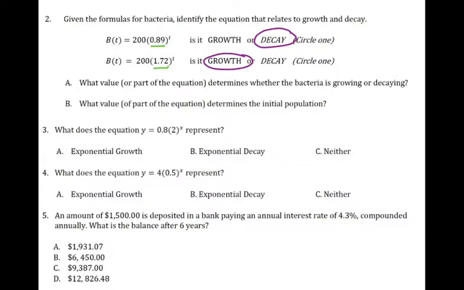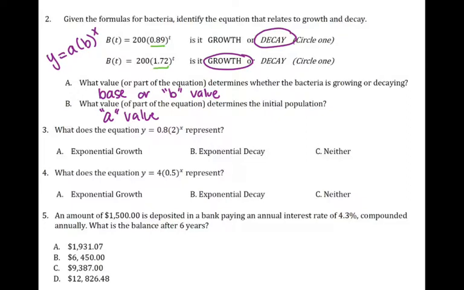Which value or part of the equation determines whether the bacteria is growing or decaying? That is your base, or your b value. Exponential equations are written in y equals a times b to the x form. So that base b determines whether it is growing or decaying. What value or part of the equation determines the initial population? That is going to be the a value. So in this case, our initial population is 200.